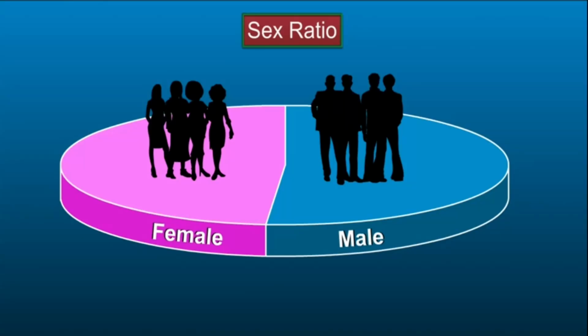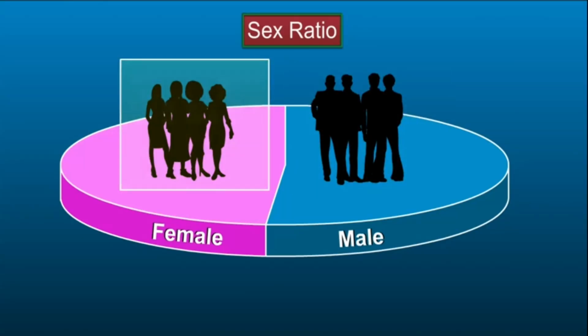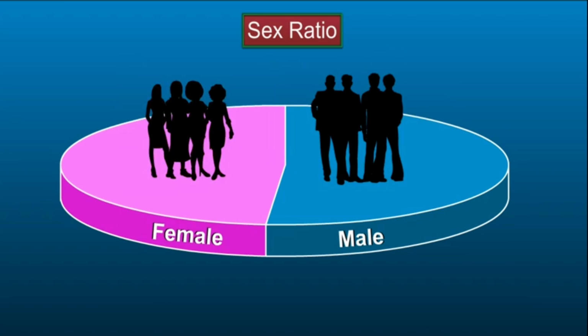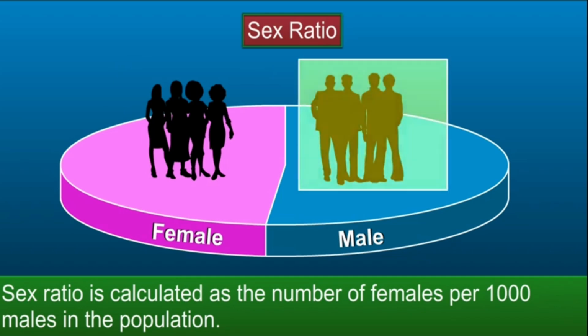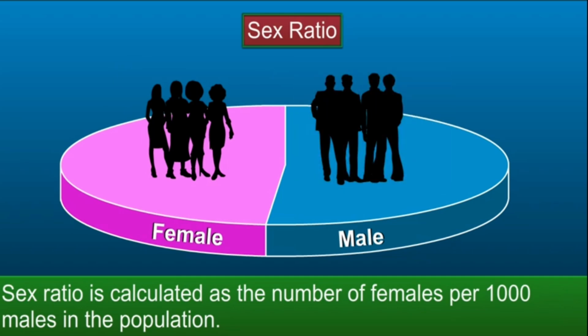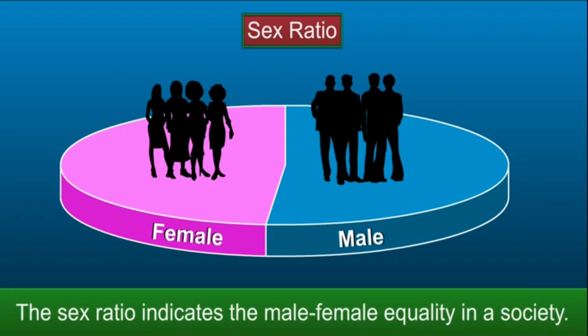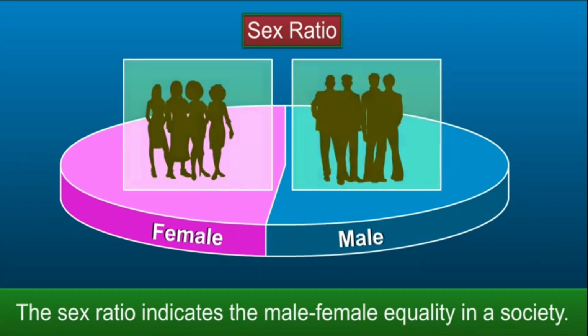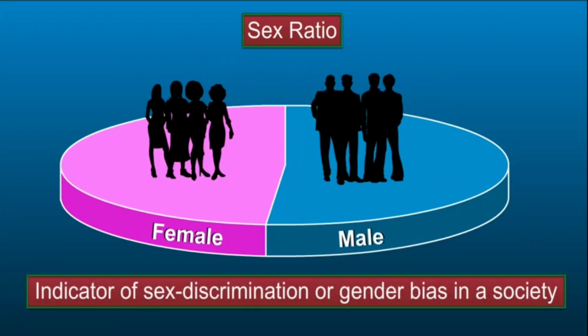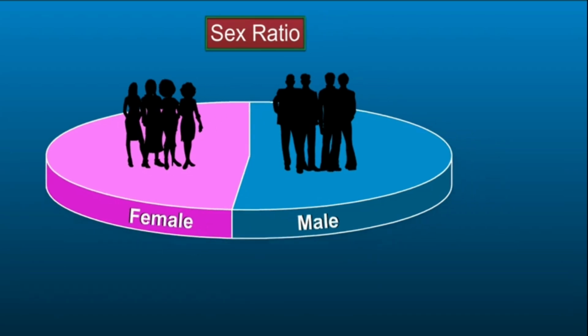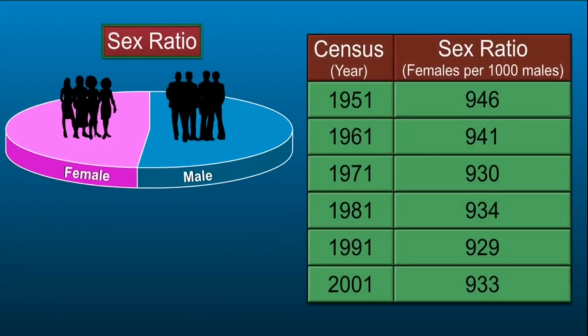Sex ratio is the ratio of males to females in a population. It is calculated as the number of females per 1,000 males of the population. The sex ratio of a country shows the extent of equality between males and females at a given time. It is an indicator of sex discrimination or gender bias in a society. The sex ratio in India has always remained unfavorable to females.